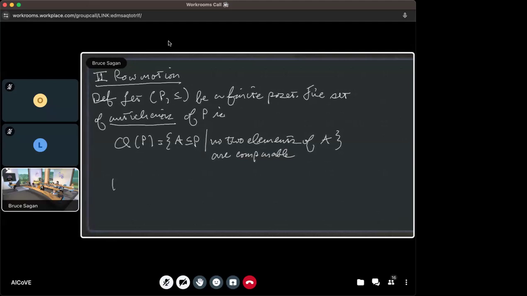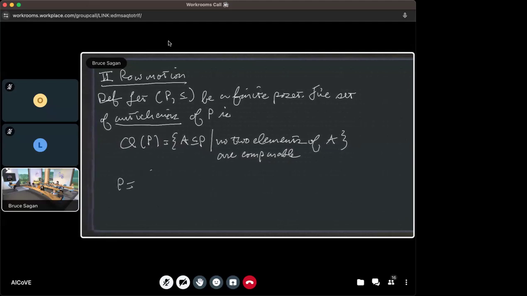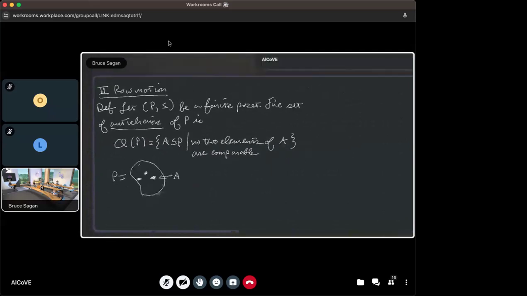So the picture is, if that's the Hasse diagram of P, then your anti-chain is going to be a bunch of elements, and no one is above the other. So you can think of this kind of as a row of elements, right? Because you can't have one on top of another. That's where the row in row motion comes from, just so that you know.